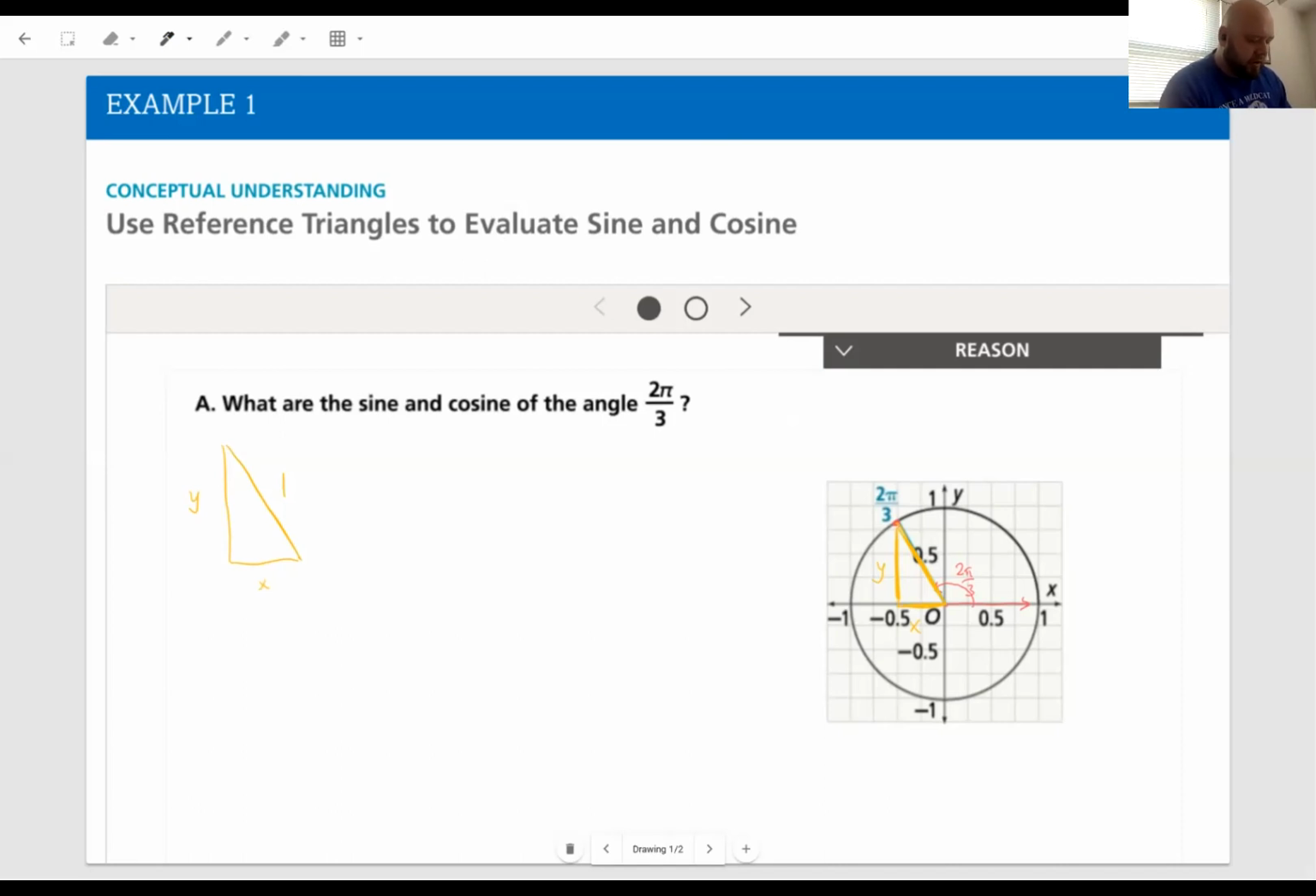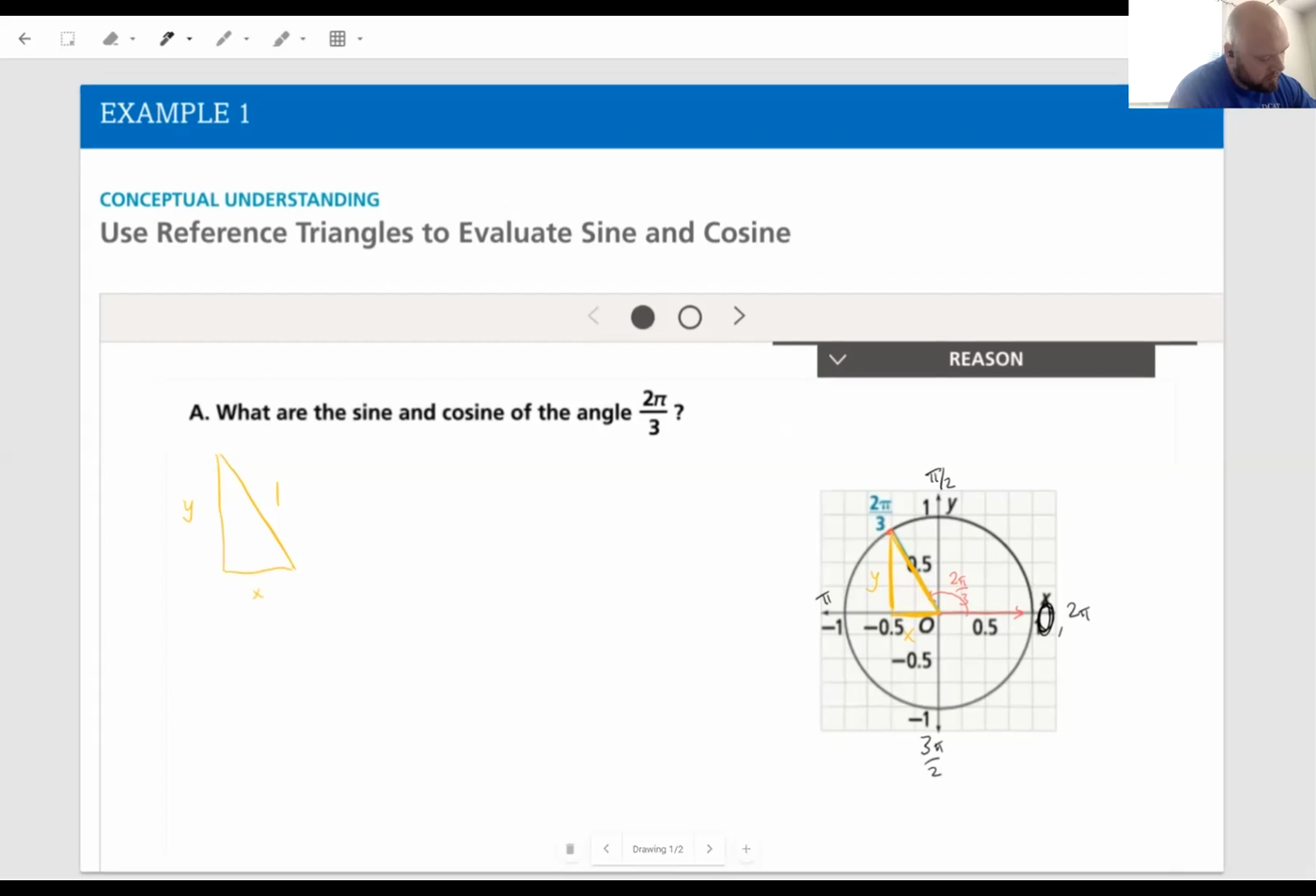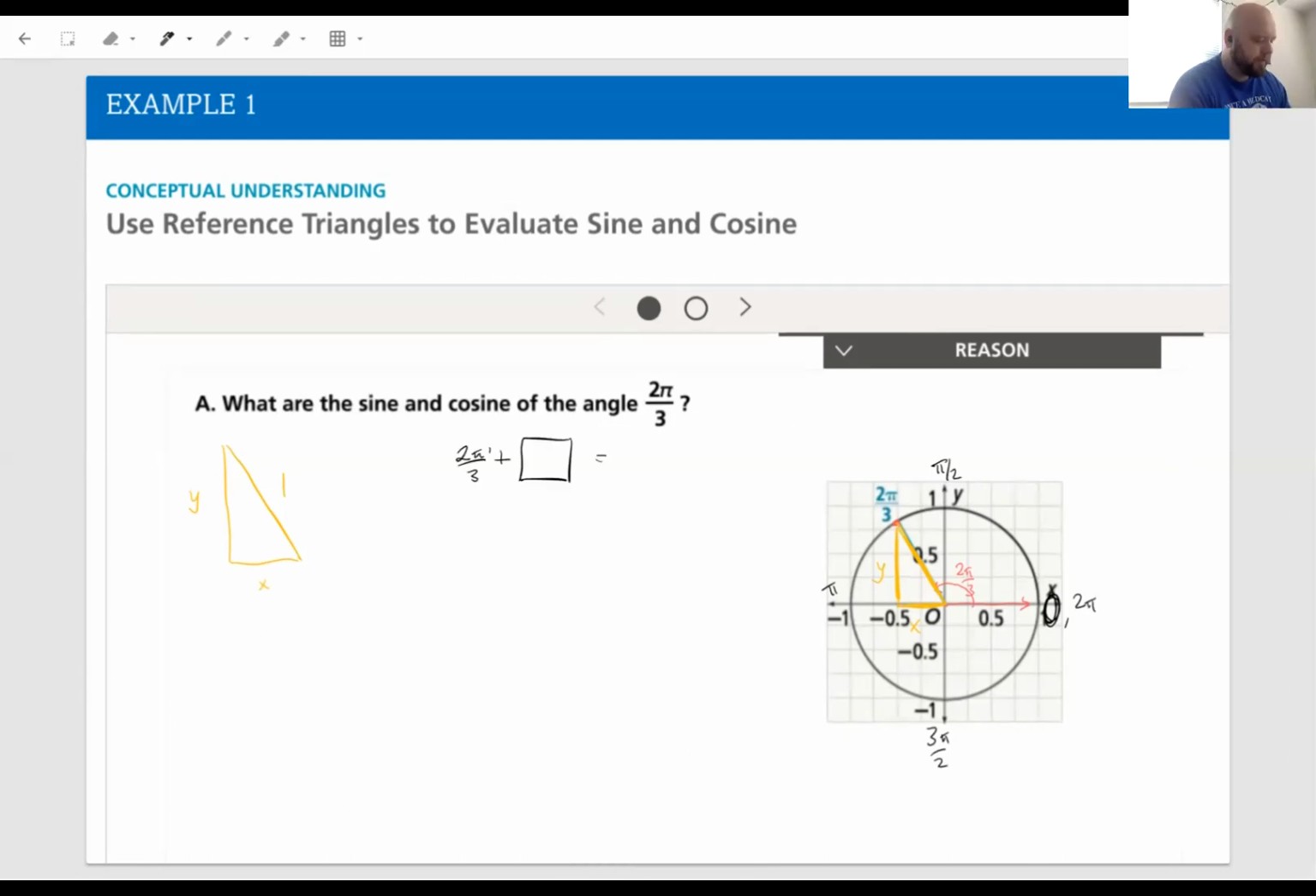So my angle of 2 pi over 3, what would I need to add to that to end up with just pi? Well, I have 2/3 of pi. Hopefully you can remember your fractions. These are really simple fractions, but hopefully you can remember that 2/3 plus 1/3 is going to give you a whole 1. So this reference angle in here is pi over 3.